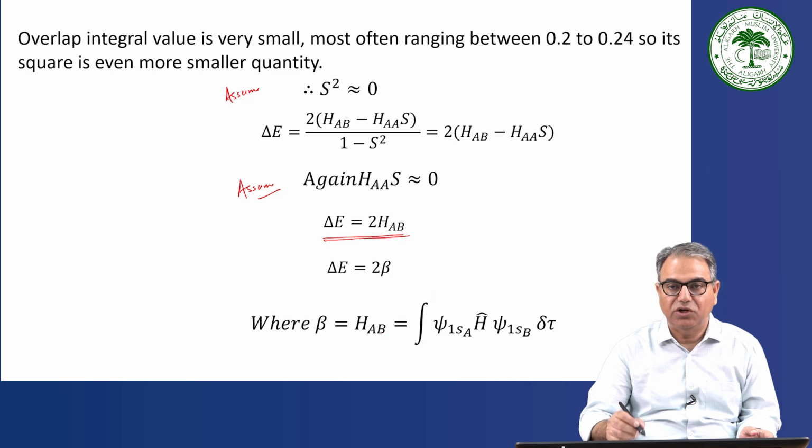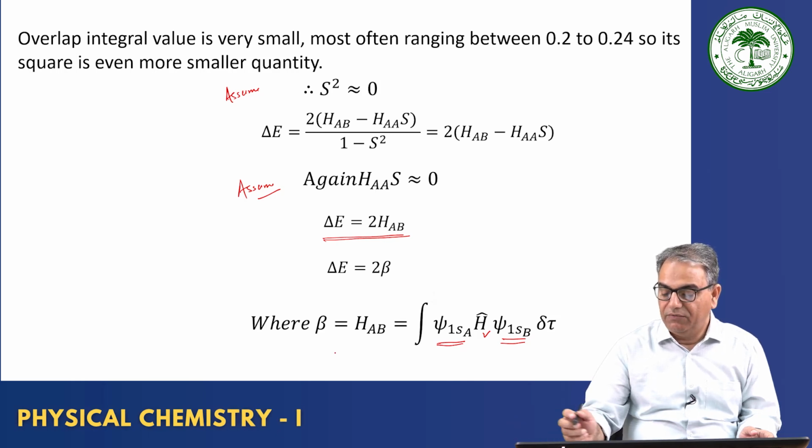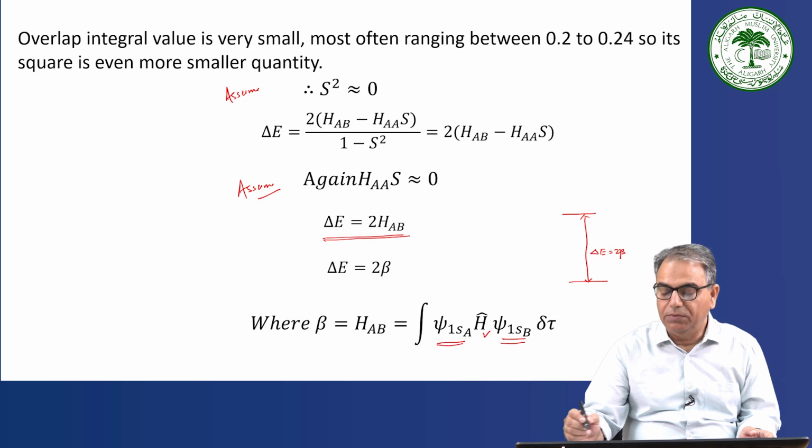Since it is H, the Hamiltonian will be there in between the two wave functions. So psi 1s A is the function, the Hamiltonian is there, then again the function is there. Okay. So this HAB we give the symbol beta, and the difference between the two energy levels is 2 beta. What does it mean? If you have two energy levels, one is the bonding molecular orbital and another is the anti-bonding molecular orbital, then the difference in energy delta E is equal to 2 beta.